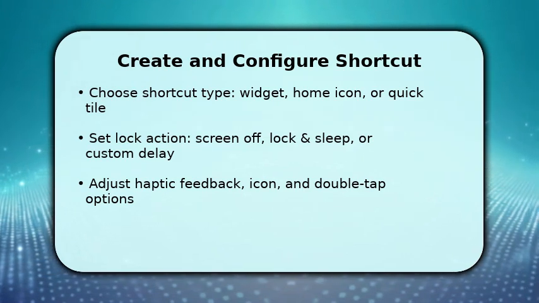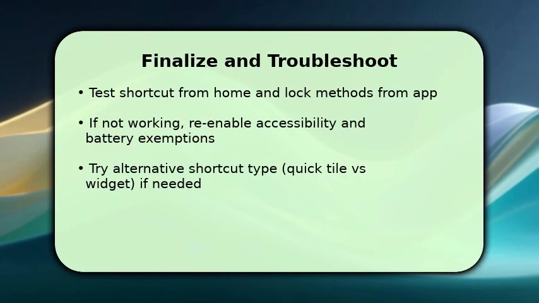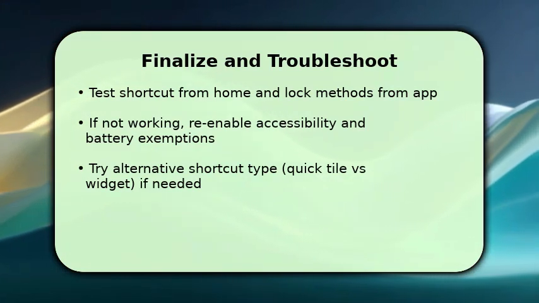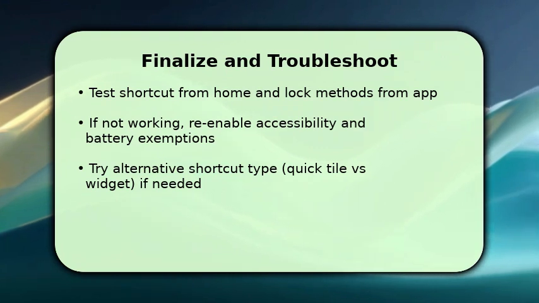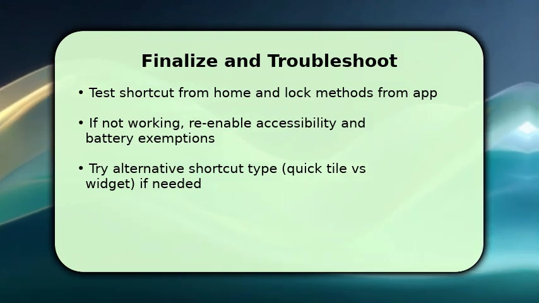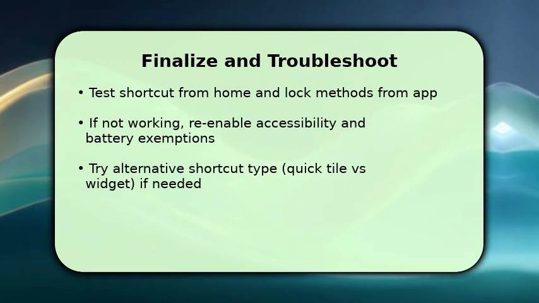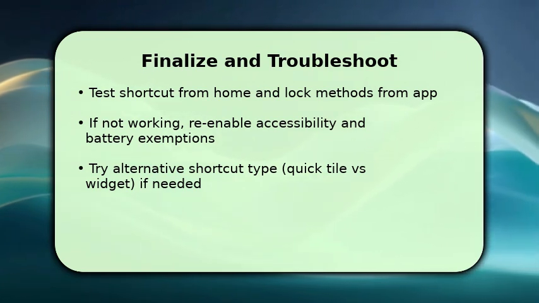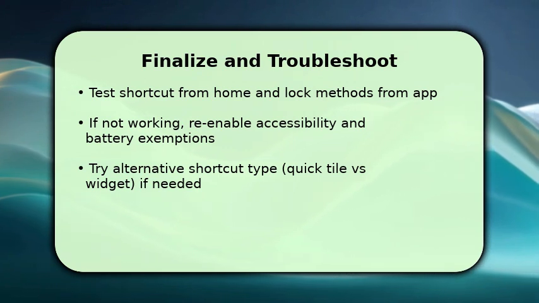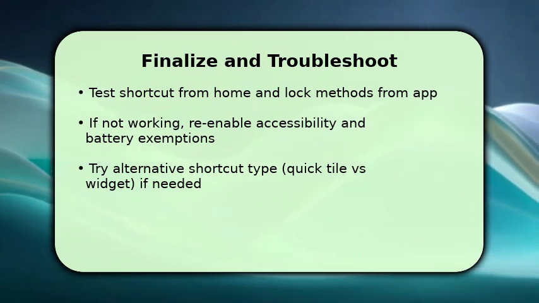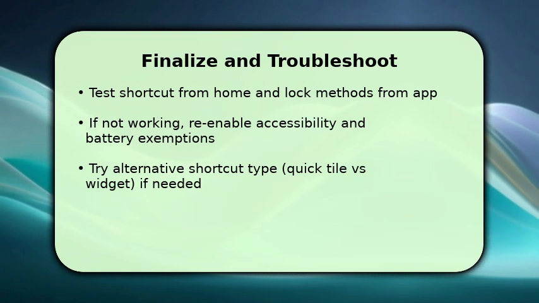You finish by testing the lock from different contexts: home screen when an app is open, and from the lock screen if supported. If the shortcut doesn't work, check accessibility permission again, then exempt the app from battery optimization so Android won't suspend it. Once done, try switching the shortcut type. Quick Tile often succeeds where widgets fail.